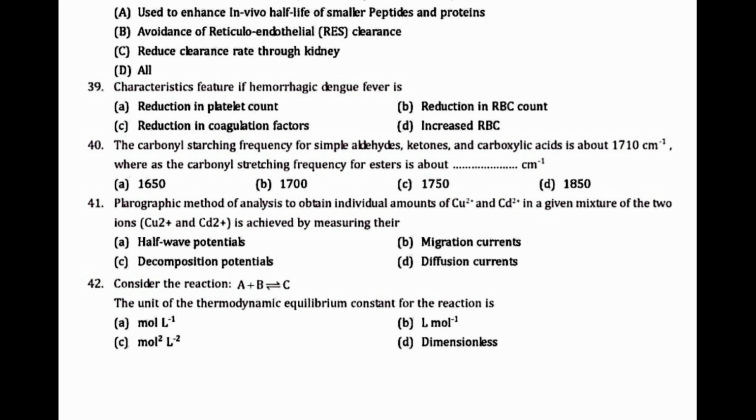Question number 39. Characteristic feature of hemorrhagic dengue fever is option A, reduction in platelet count. B, reduction in RBC count. C, reduction in coagulation factors. D, increased RBC. Option A, reduction in platelet count is the correct answer. Question number 40. The carbonyl stretching frequency for simple aldehydes, ketones and carboxylic acids is about 1710 centimeter raised to -1, whereas the carbonyl stretching frequency for esters is about dash centimeter. Correct answer is option C, 1750 centimeter.